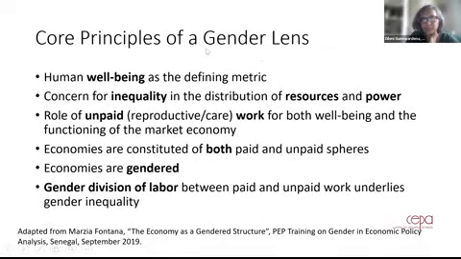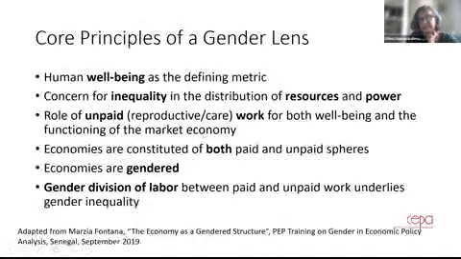So coming back to the core principles of a gender lens, human well-being is the defining metric. This is as opposed to GDP, right? And we'll see why in a second. Concern for inequality in the distribution of resources and power. That's at the core of a gender lens, right? And then the role of unpaid or reproductive care work for both well-being and the functioning of the market economy. That is why we would talk about human well-being rather than GDP, because unpaid work does not get counted in GDP, right?